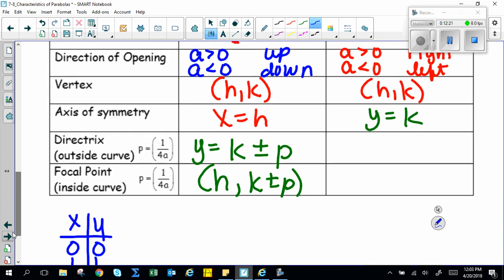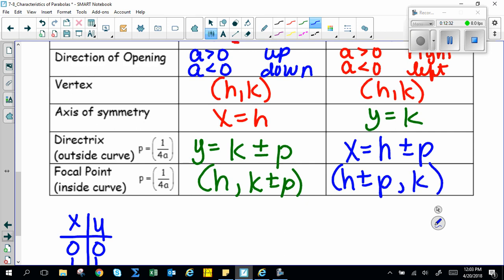All right, so this is x equals h plus or minus p, and h plus or minus p comma k. Knowing that if your directrix is plus p, your focal point will be minus p or vice versa. But I'm telling you, I almost never look at these formulas. I just look at my point and say, okay, I'm adding this, so which way am I moving on the x-axis, kind of thing. All right, you guys ready to practice? Let's practice.